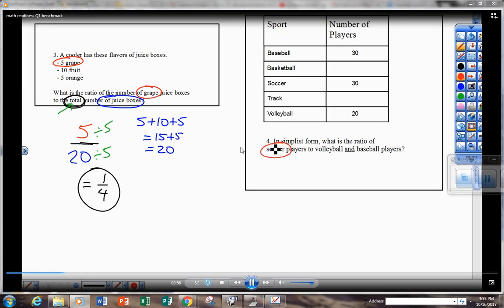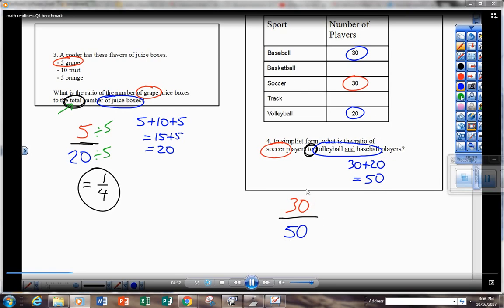Alright, table problem. This wants the ratio of soccer players. So that first number asked for is the number that goes on top. Soccer players, 30. 2, that's my fraction. Volleyball and baseball. So I'm going to combine those two numbers for that denominator number. So 30 is from my soccer players. 2 is my division line. The total of volleyball and baseball, I take these two numbers and I add them up. 30 plus 20, that gives me 50. That is my bottom number for this ratio.